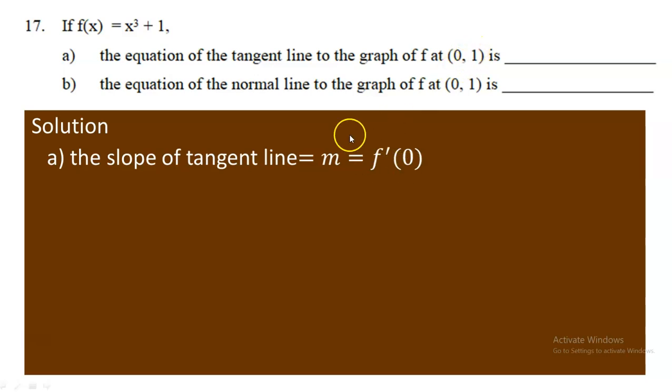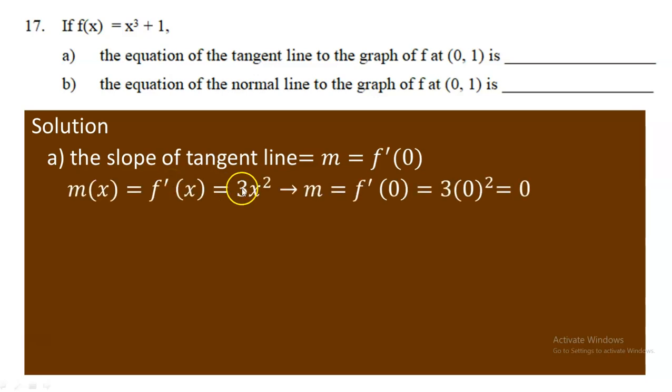So we need to determine the derivative of this function first, and that is nothing but 3x squared, as you see. The derivative of this is going to be 3x squared, so the slope of the tangent line at any x can be determined as 3x squared, but now specifically at 0, the slope is obtained to be 0 squared, which is 0. So if the slope is 0, clearly we know that it is a horizontal line.